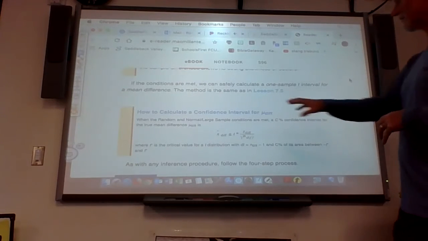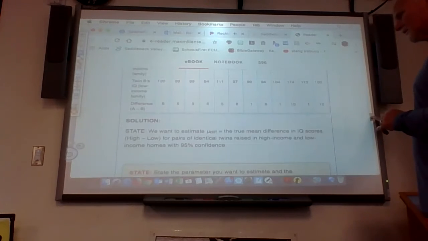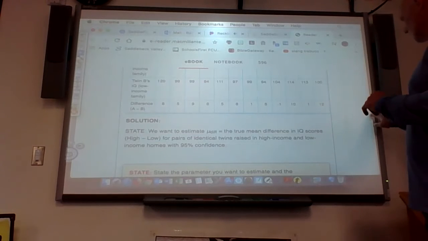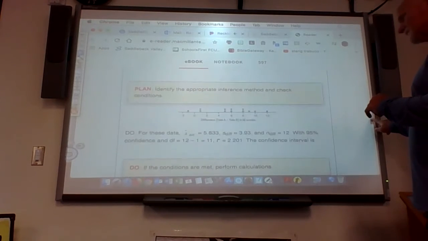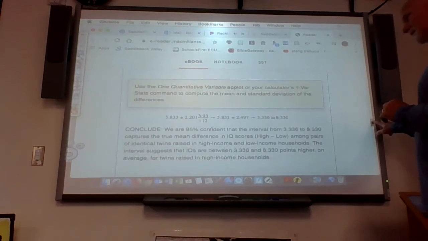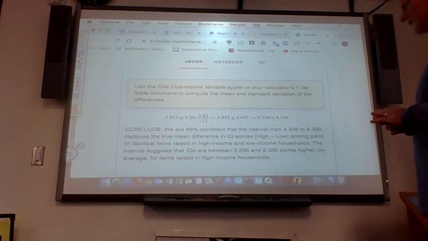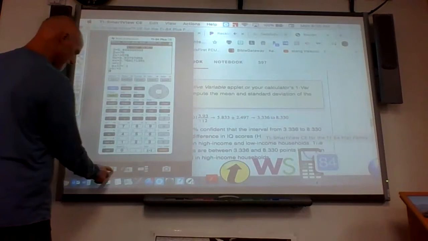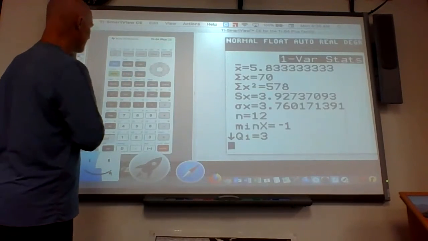How to calculate: they have this formula, but you're going to do it using the calculator. I've already entered this information. So let's look at what the answer is and we'll see if it comes up for us. Okay, so it's from 3.36 to 8.33. So let's go to our calculator. Now I'm going to expand this out so you can see it better. Hopefully you can see that.